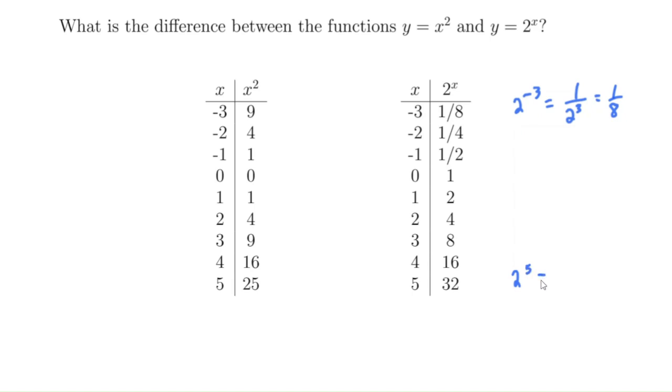Now, what about plugging in something like 5? 2 to the 5th would be 2 times 2 times 2 times 2 times 2, which turns out is 32. So notice the point (5, 32) would be on the graph of 2 to the x, while (5, 25) would be on the graph of x squared. So these are not the same function.